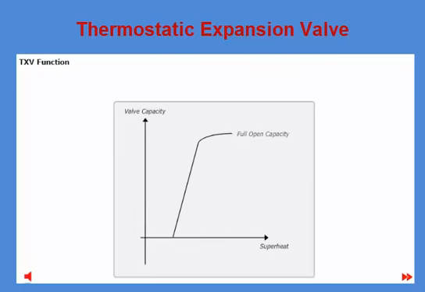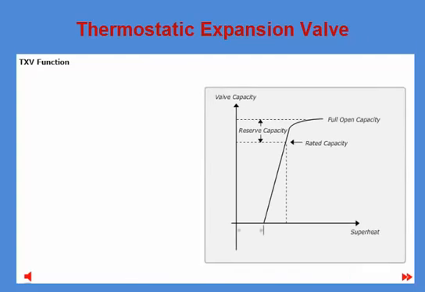Superheat in relation to the TXV function is a combination of two values or parts. The first part of the superheat is called static superheat, or SS. This is the number of degrees of superheat needed for the valve to overcome the closing force from the TXV mainspring. SS is measured at the TXV bulb position.